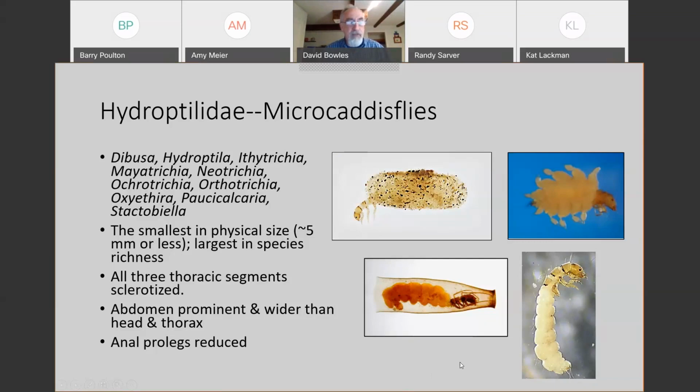Hydroptilids also tend to have a fairly swollen abdomen. And that's going to be important for comparing some of the others. The abdomen is somewhat swollen, and then the anal prolegs are very reduced, and sometimes it's pretty much just basically a claw sticking on the side of the terminus of the abdomen. So there are no distinct claws. So you can easily separate those from the previous 2 families.